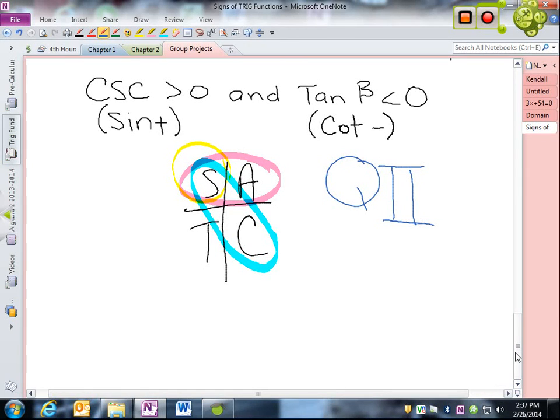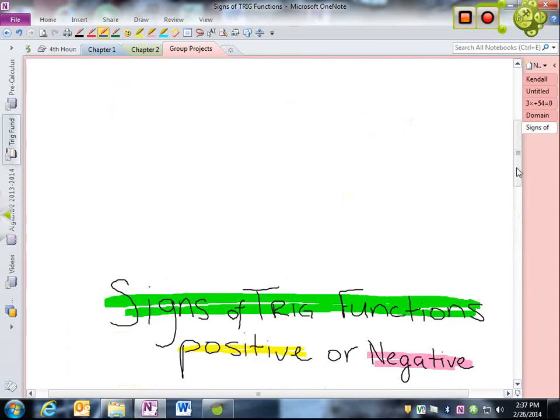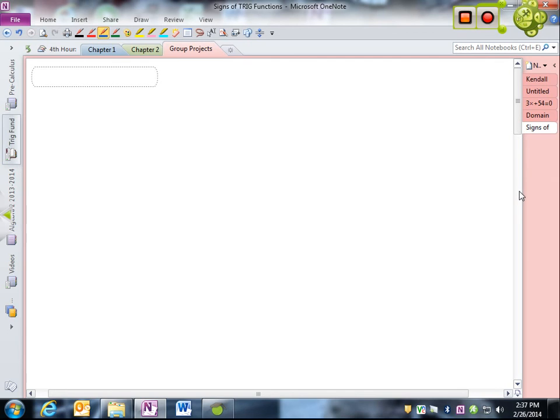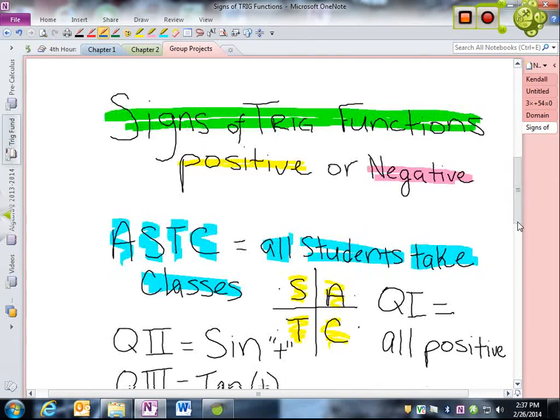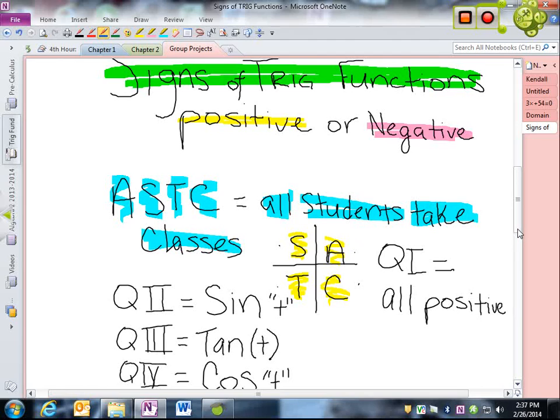So, those are our 2 examples for you. I hope you understand the signs of trig functions in each quadrant and you use this acronym. I know it will really help you out when you take your tests. Thank you.